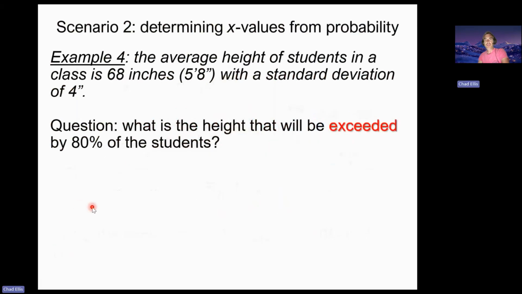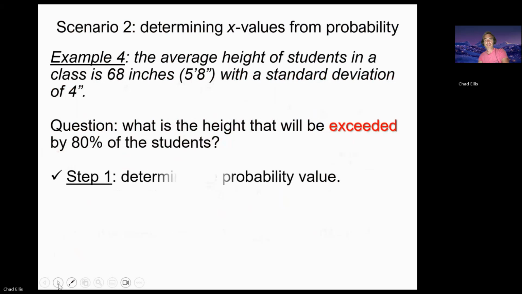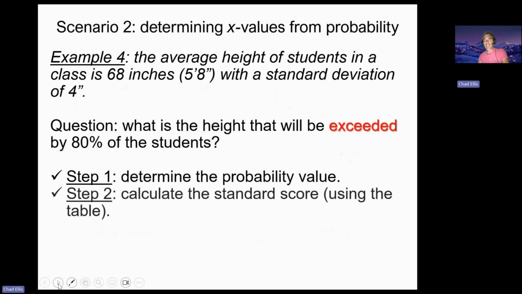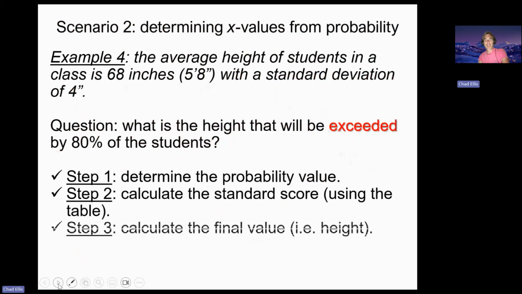Okay. Do another example here, same premise in terms of mean and standard deviation. This time we're going to figure out what is the height that will be exceeded by 80% of the students in this population. So what is the height that 80% of the students will be taller than? So we're going to follow the same basic steps: determine the probability value, calculate the standard score, aka the Z-score, using the table, and then calculate the final height that 80% of the students will be taller than.